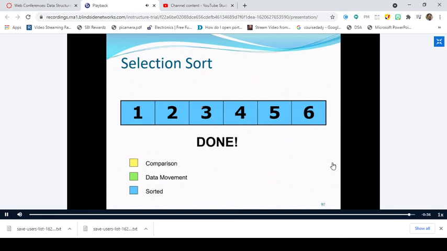In bubble sort, the basic idea behind the bubble sort is compare the adjacent elements and swap if they are out of order. Simple, right? And you repeat this step until all the elements get sorted.